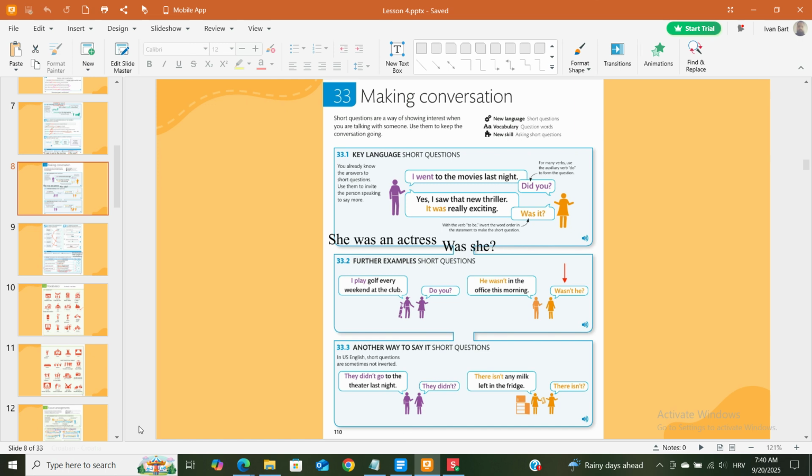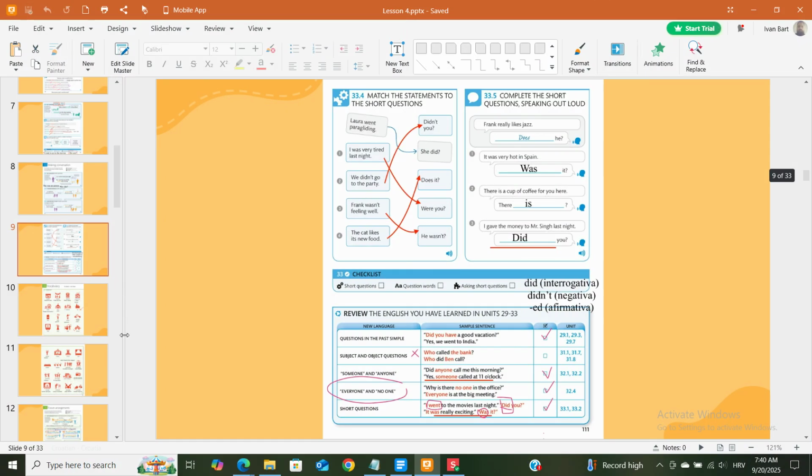33.3 Another way to say it: short questions. In US English, short questions are sometimes not inverted. They didn't go to the theater last night. They didn't. There isn't any milk left in the fridge. There isn't. Laura went paragliding. 33.4 Match the statements to the short questions. Didn't you?